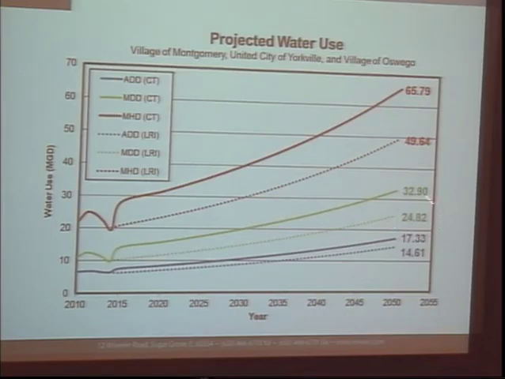The max day, again, is the most important parameter here because many of our facilities are designed for that. Under current trends, we get just under 33 million gallons per day, but under less resources, we get under 25.